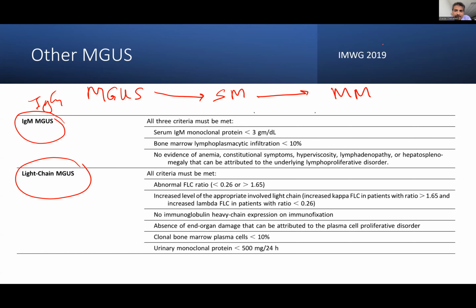This is from the International Myeloma Working Group 2019, where most of the specialists are actually Indian Americans. So even the president of International Myeloma Society is Vincent Rajkumar. So myeloma specialists in US are all Indians. Anyway, so plasma cells will be less than 10%. Urinary monoclonal protein will be less than 500. FLC ratio will be abnormal.